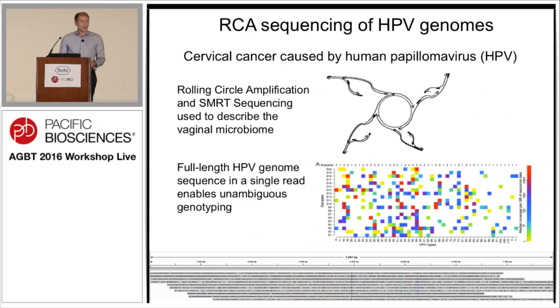One thing that I can just quickly mention is that we're doing rolling circle amplification for certain types of enrichment, and we have been doing it for enrichment of HPV, which is a circular DNA virus that is causing cervical cancer. And what we can get from this type of experiment is accurate genotyping of HPV infections present in a sample, and also we can in fact read the entire HPV genome in a single read, because the HPV genome is about 8 kbs in size.